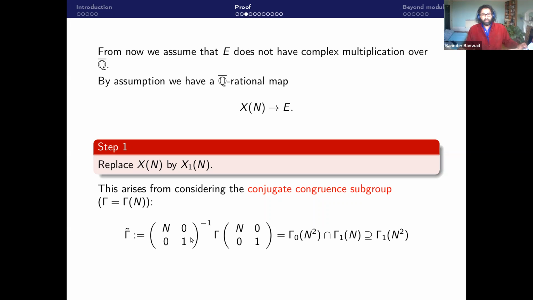If you just write this out, it's a simple calculation. You take an arbitrary matrix A, B, C, D, and you'll see that you put an n next to the C. So you're increasing the level of the bottom left, which is why you have gamma 0 of n squared. And then you still have that the diagonals are congruent to 1 modulo n. And this contains this congruent subgroup gamma 1 of n squared.